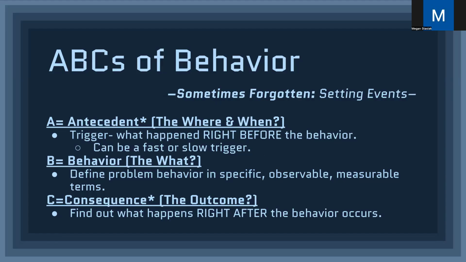The behavior is the what. That's that problem behavior, and we want to make sure that we define it in very specific, observable, and measurable terms so that everybody knows what we're talking about and it passes that stranger test. The consequence is the outcome. That is what happens right after the behavior occurs. Sometimes we call this the maintaining consequence.